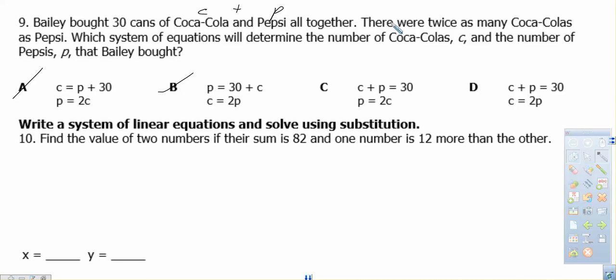Right, now we know also that there are twice as many Coca-Colas as Pepsi. So the Coca-Cola is twice the Pepsi. D is our answer.